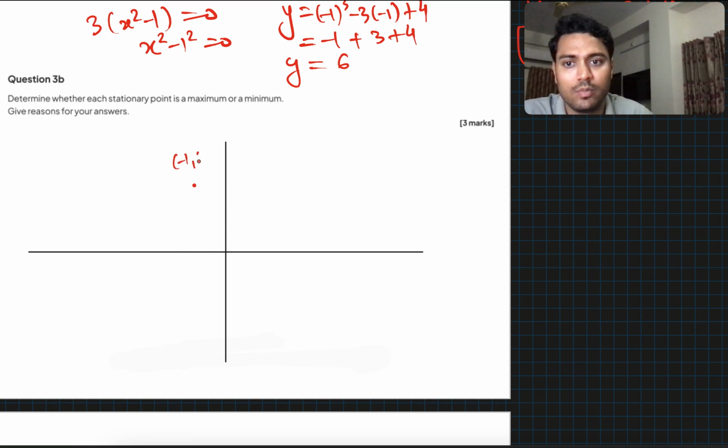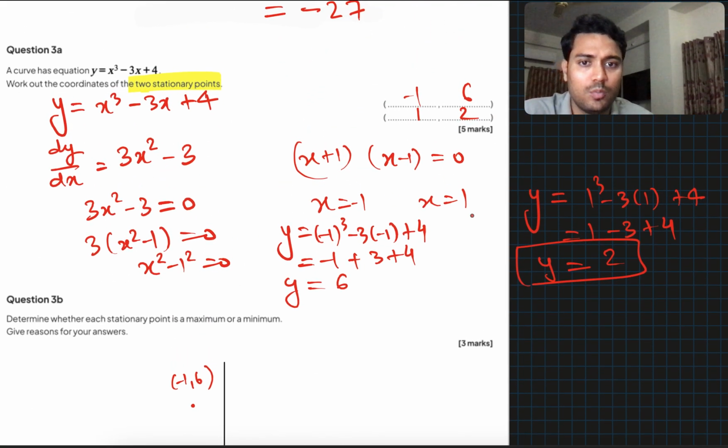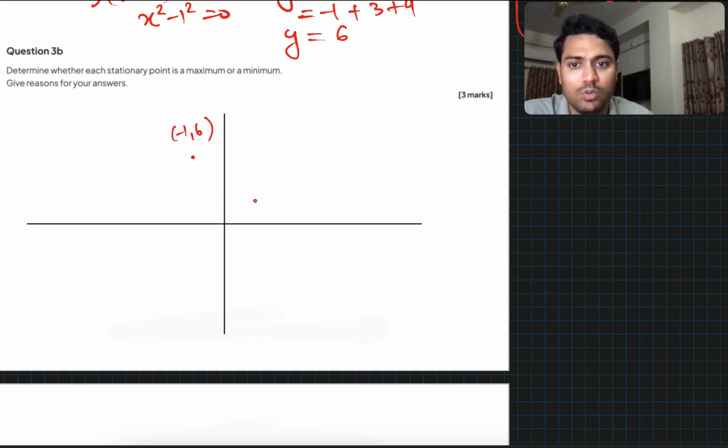This is negative 1 comma 6. Another point is 1 comma 2, let's say roughly here. This point is 1 comma 2. So the graph will look like this.